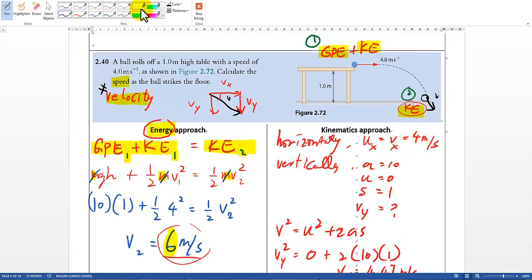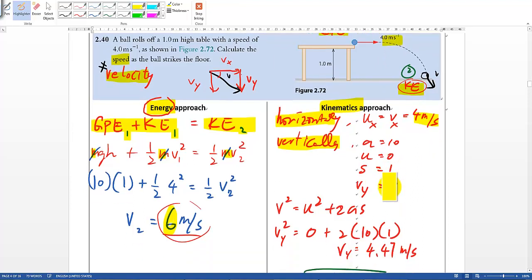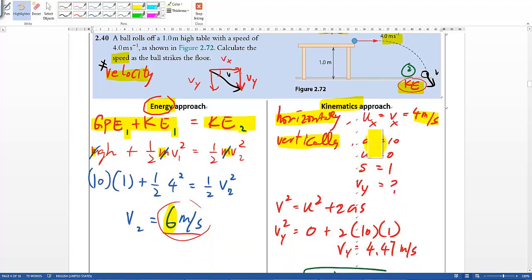In order to do the kinematics approach, let's take a look here. You have to decompose it like what we do: horizontally, vertically. Horizontally is just 4 meters per second, like what we have earlier. For vertically, you just have to do what we do earlier: acceleration, initial speed, and the distance, which is 1. Initial speed is 0 because it is only horizontal velocity. There's no vertical, so that's why it's 0.